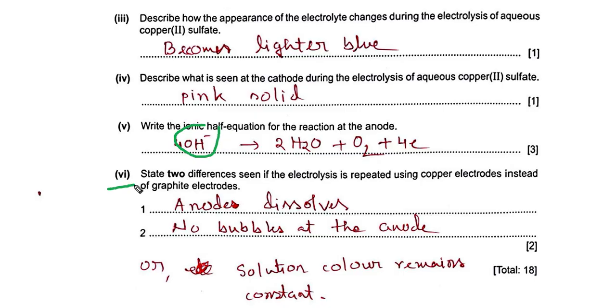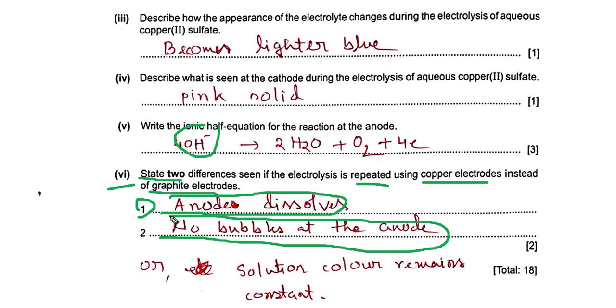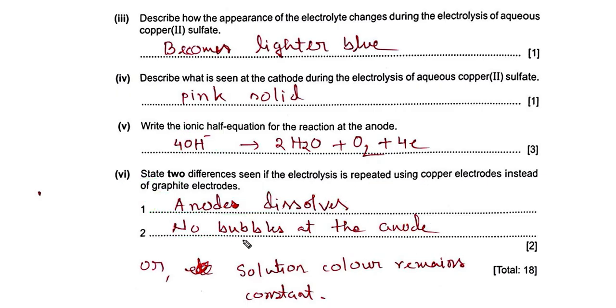And number 6. State two differences seen if the electrolysis is repeated using copper electrodes instead of graphite electrodes. As the copper electrode is non-inert, the anode dissolves. As the anode oxidizes, it will dissolve, and there are no bubbles. As no oxygen gas is produced, you won't see any bubbles at the anode.